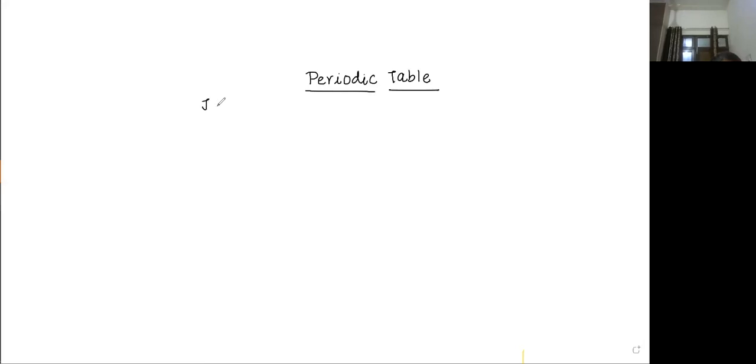So write down, this is a JEE Mains previous year question. Let's see how many of you are able to do this.